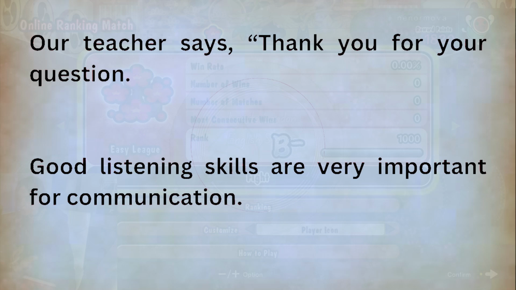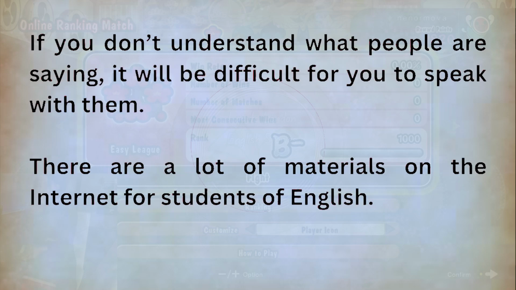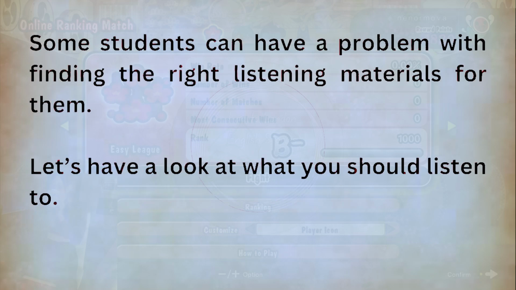Good listening skills are very important for communication. If you don't understand what people are saying, it will be difficult for you to speak with them. There are a lot of materials on the internet for students of English. Some students can have a problem with finding the right listening materials for them. Let's have a look at what you should listen to.